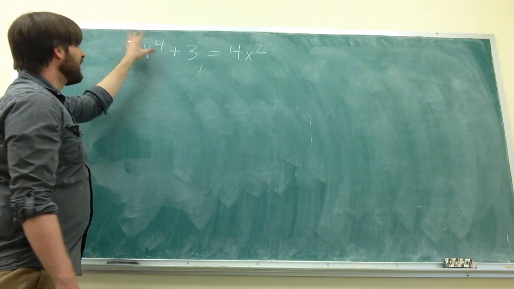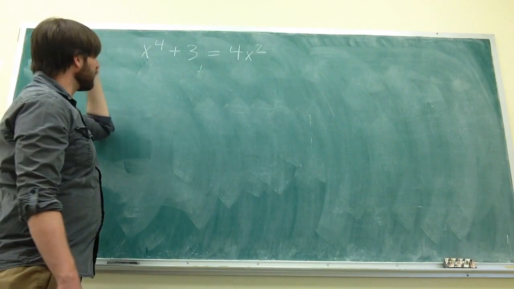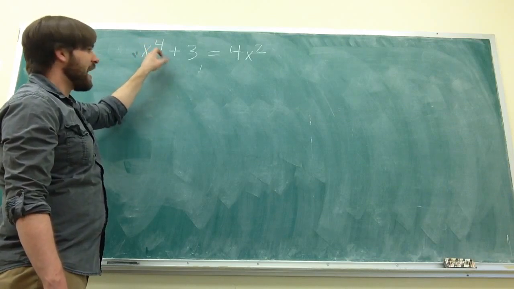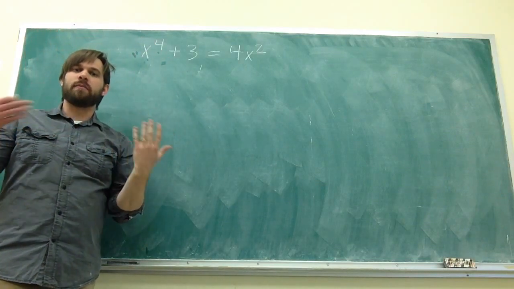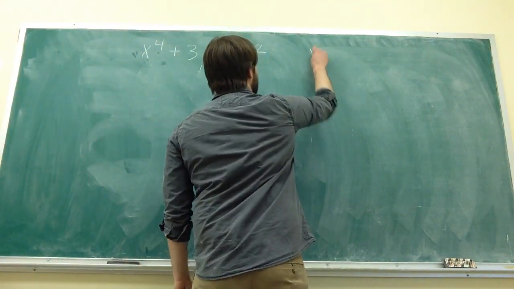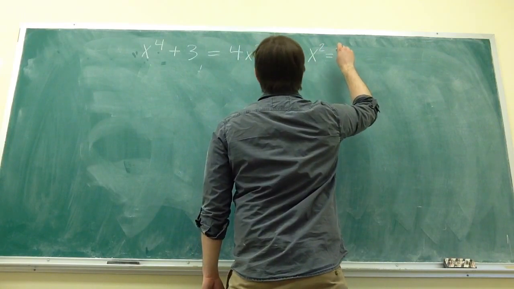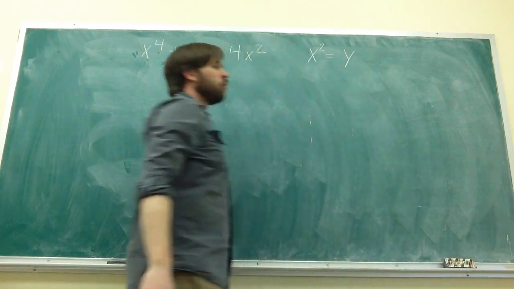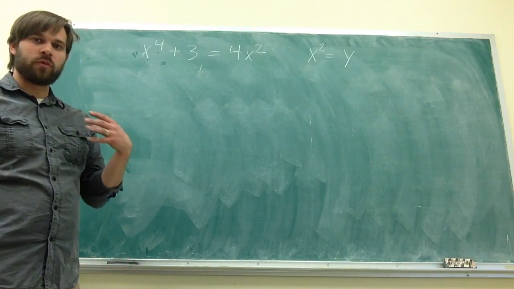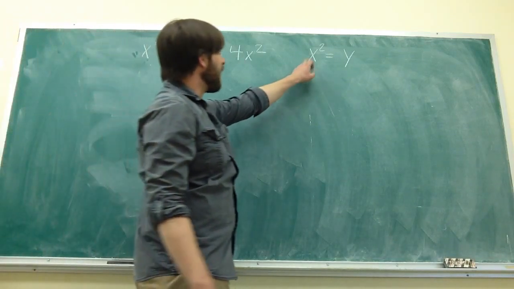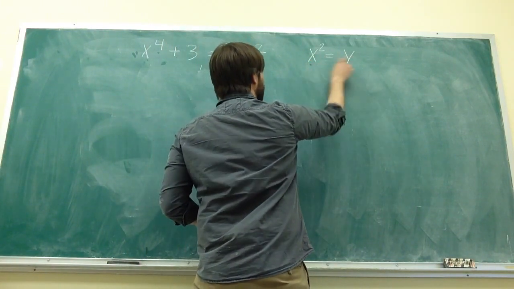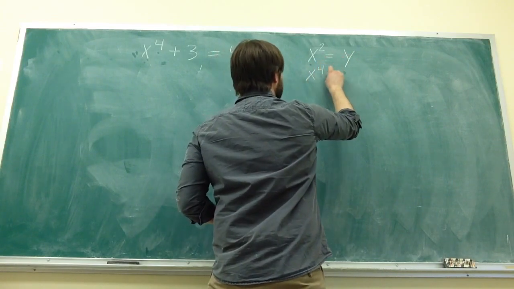Okay, so it's not. But if we also notice that we only have even powers of x, so we can make what we call a substitution here. So instead of writing it the way it is, we change the variable. Instead of writing in terms of x, I'm going to write it in terms of y. And I'm going to set x squared equal to y. And so then, when we square both sides of this, we get x to the fourth equals y squared.